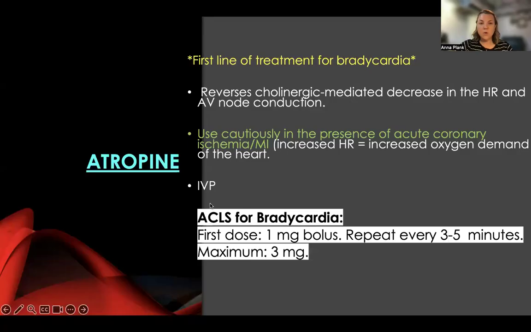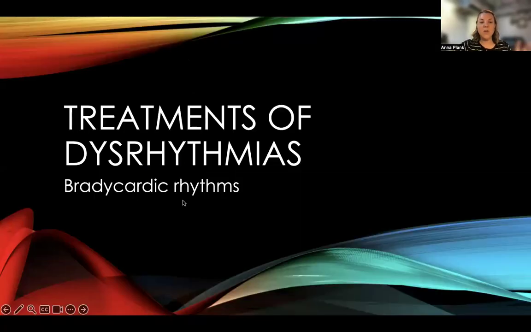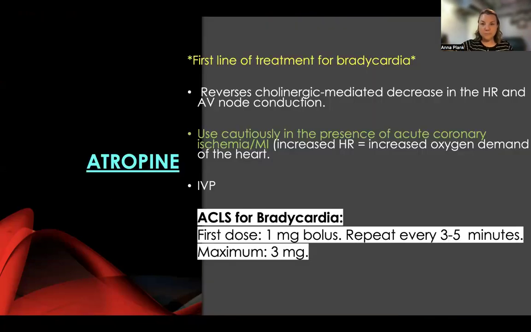Okay, so we are going to start with the bradycardic rhythm. These are going to match what we talked about yesterday. We introduced the different bradycardias and these heart blocks and things. So what do we do to treat them? That's what this is going to be focused on today.